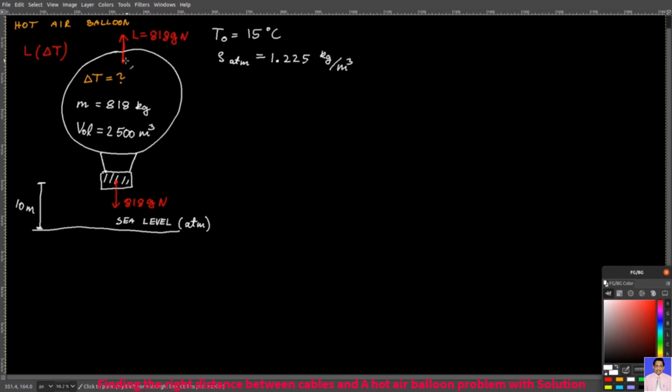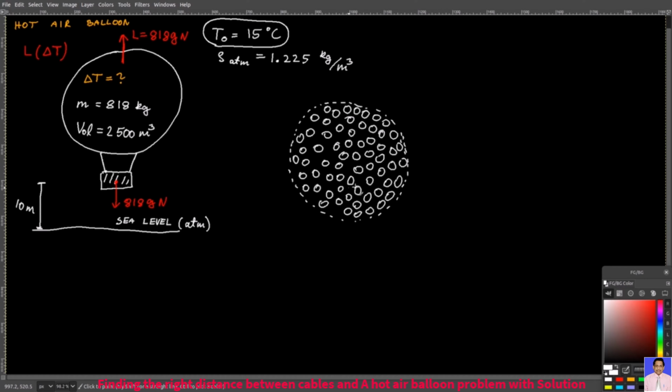Now, if we forget about the balloon for a second, and we just imagine a volume inside the air that is equal to 2,500 cubic meters, then since there is no actual balloon here, this temperature, it's 15 degrees outside of this imaginary volume and also inside of this imaginary volume. And so you have a bunch of air molecules inside this imaginary volume and also outside of it.